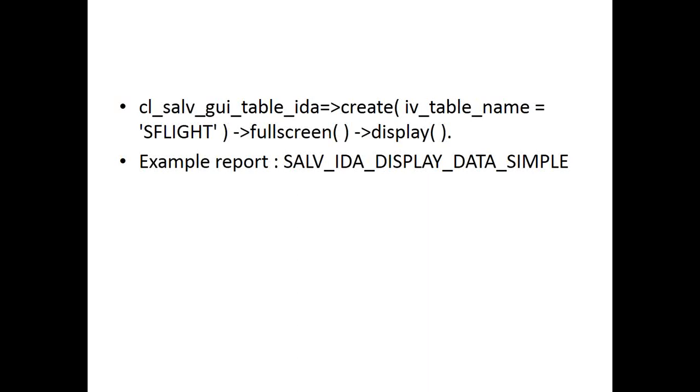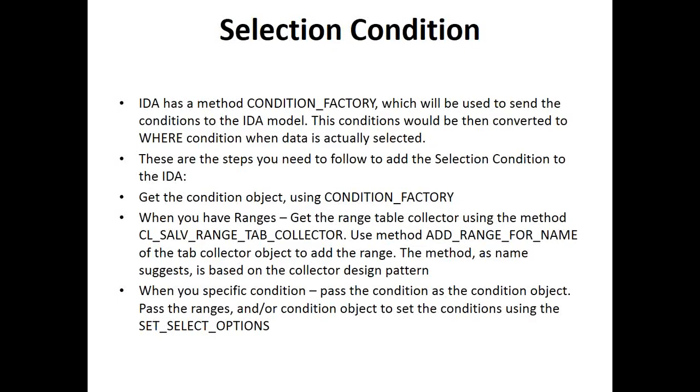This is the main difference. There is a class, CL_SALV_GUI_TABLE_IDA. Using this class, we can generate any IDA. Here we can have select conditions, select options. You can implement hide, unhide, lots of whatever a normal ALV will do. All functionalities you can incorporate, but there is no select query and there is no internal table. Everything will happen in the database table or view or CDS or something.